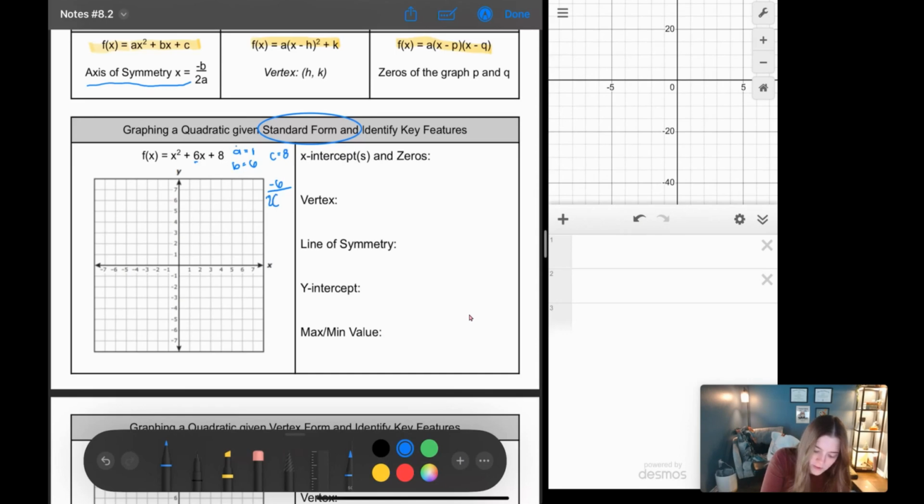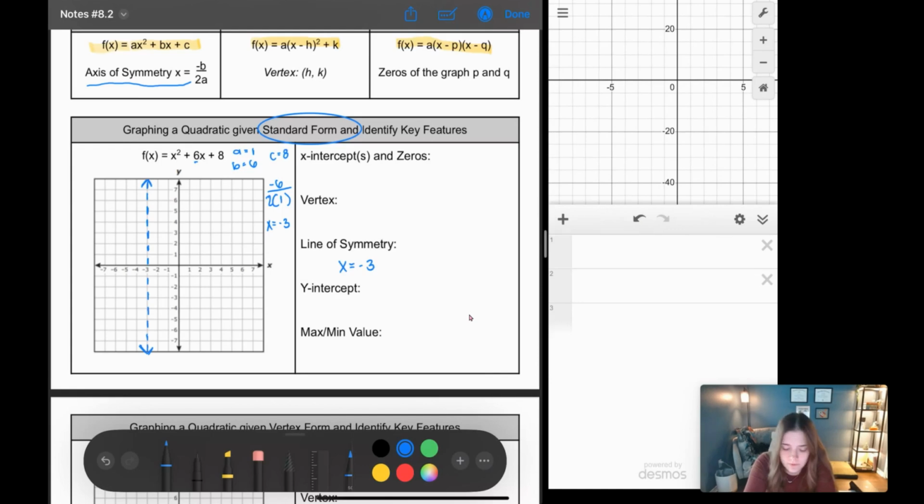Well, remember, if you don't see a number in front of a variable, you assume it's 1. Okay, and I could solve that right now. I know that negative 6 divided by 2 is going to be negative 3. So your axis of symmetry is at negative 3. Okay, right? And from here, I can start creating or graphing my quadratic formula, right? I know that my line of symmetry is x equals negative 3, but I don't have everything else yet.